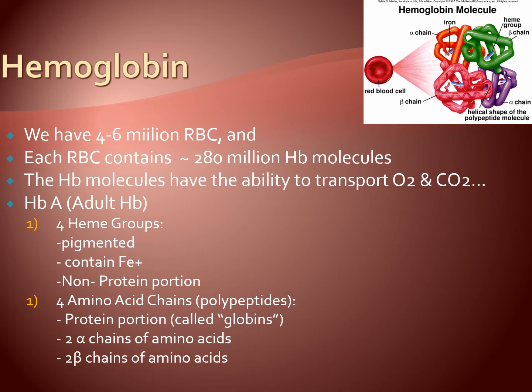All right, so hemoglobin, this is sort of repeating what we went over in the red blood cell PowerPoint. You have between 4 to 6 million red blood cells, and each red blood cell contains about 280 million hemoglobin molecules. That's quite a bit, right? Adult hemoglobin is 4 heme groups, and it's pigmented, and it contains iron, right? That's the big thing here, iron.